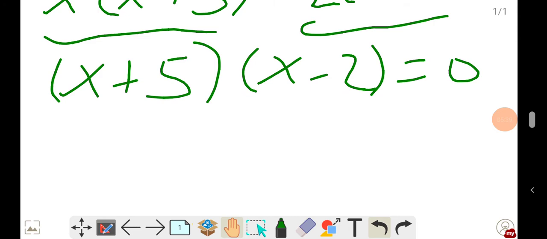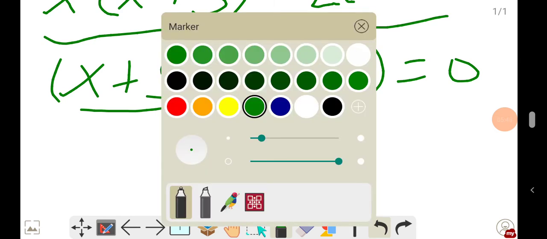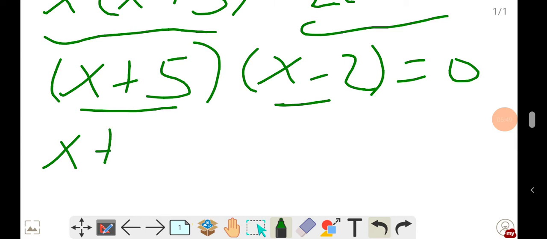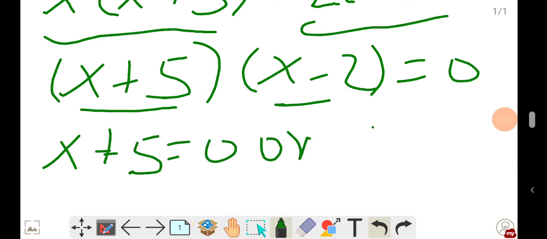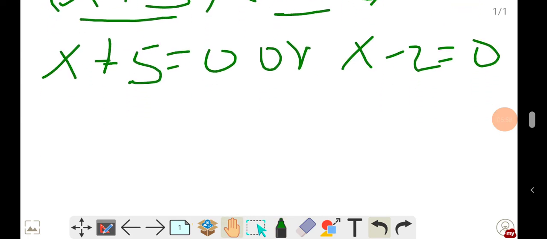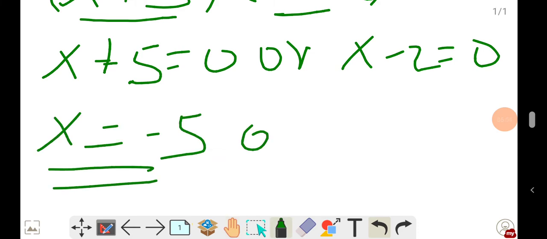Then the product of these two expressions is equal to 0 means separately either of the two will be 0. That means x plus 5 is equal to 0 or x minus 2 is equal to 0. The two possibilities, which is x is equal to negative 5, one answer, or x is equal to 2, the other answer.